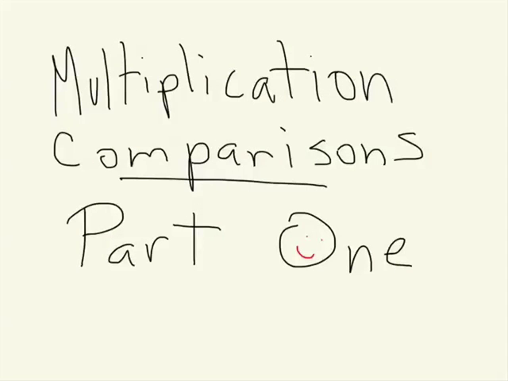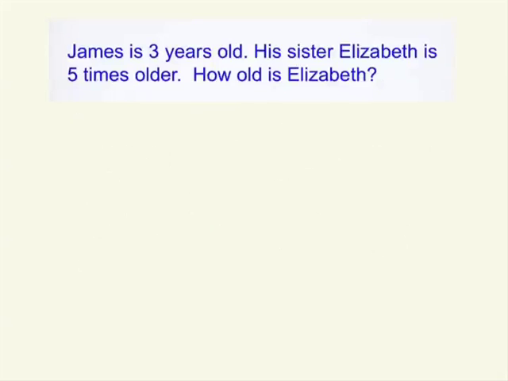Welcome to the video on multiplication comparisons, part 1. We're going to look at two problems in this video, and here's the first one. James is 3 years old. His sister Elizabeth is 5 times older. How old is Elizabeth? So the strategy we're using is drawing a model to solve this.